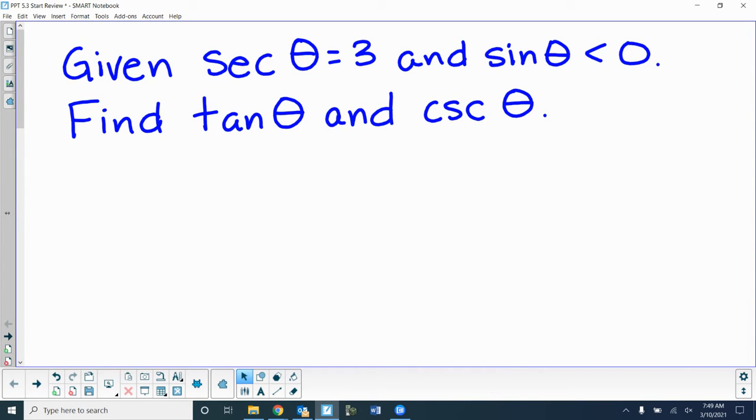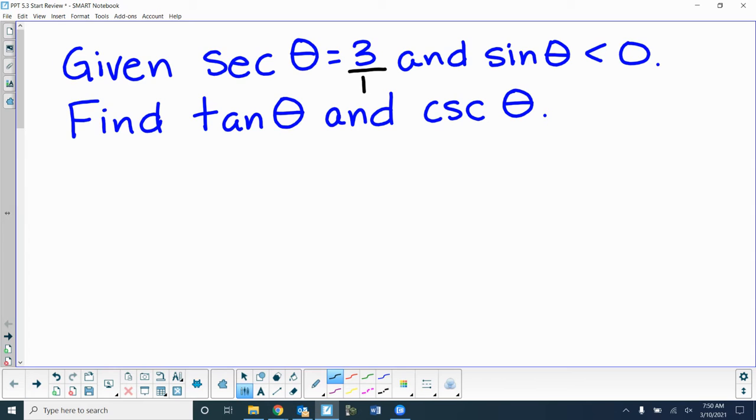All right, so it tells us the secant is 3. Secant is the reciprocal of which one? Cosine, yeah, thanks. Now, we're used to seeing fractions, right? So how can I make 3 a fraction? Just put it over 1, okay? So, first thing I would do is that.